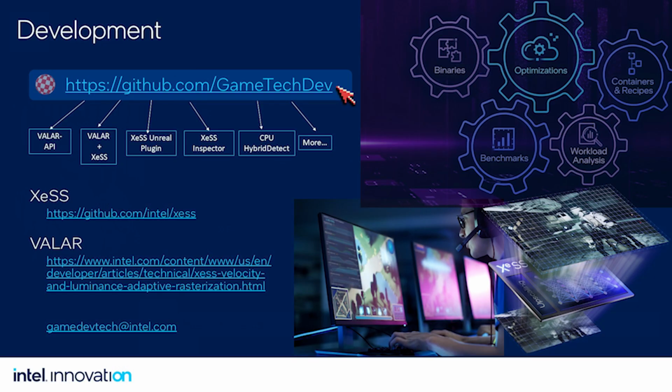Hopefully, you learned how to use XeSS to best fit your needs as a developer. To further make an even better experience with your games, we want to show you where to find developer resources that can help you optimize your game. To find more articles and information on game development for Intel hardware and software, please visit github.com/gametechdev. And to learn about XeSS, please visit our GitHub on XeSS from the link on the screen. And for Vulkan and XeSS integration, please find our white paper on the third link.